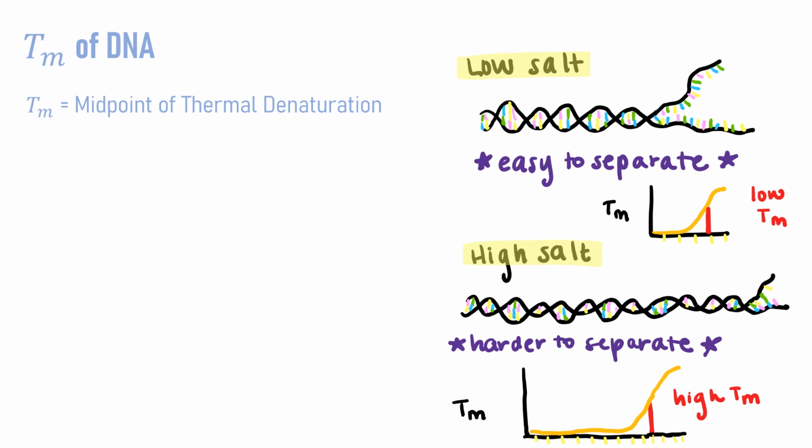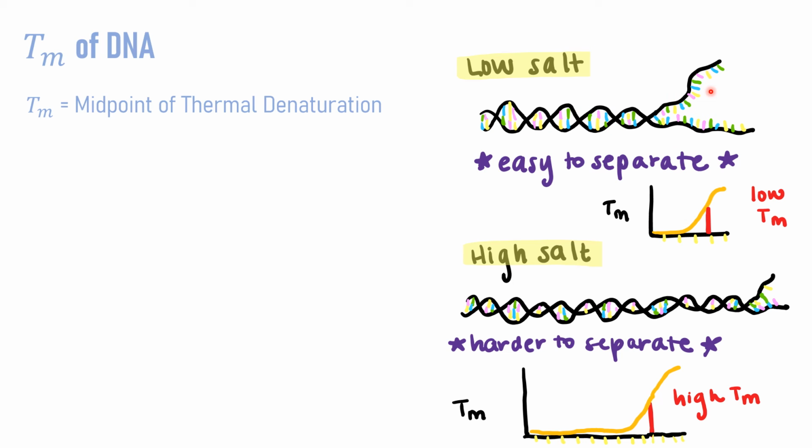Now let's look at how salt concentration affects DNA. Tm stands for the midpoint of thermal denaturation. Tm is the point in denaturation where half of the DNA is still double-stranded and the other half has been denatured. In DNA, the phosphate backbones hold a negative charge, and that negative charge is a major reason that denaturation can occur. When both strands are highly negative, they repel each other, and the hydrophobic interactions between the bases are then easier to break.